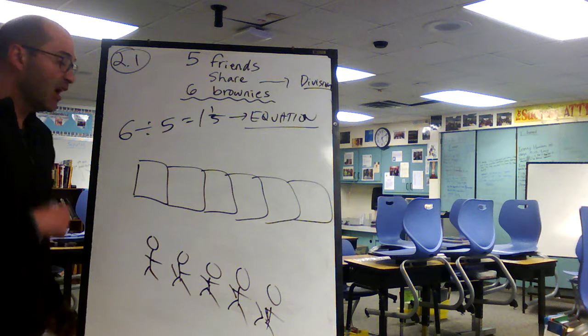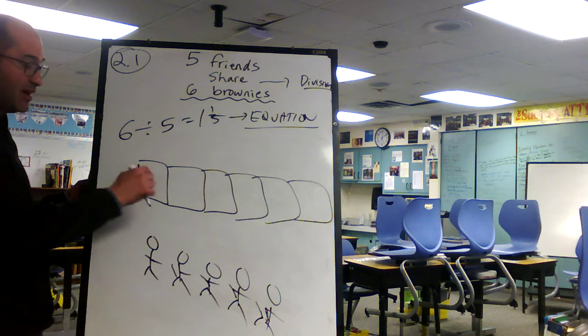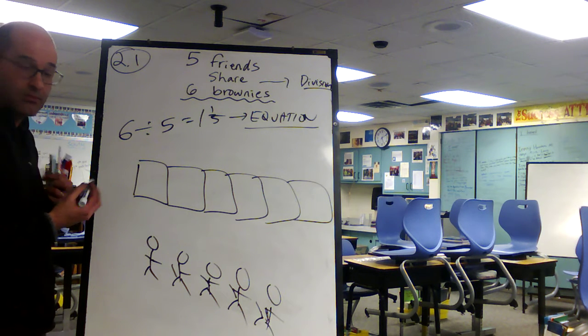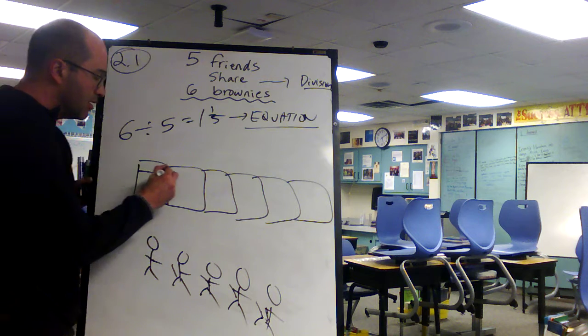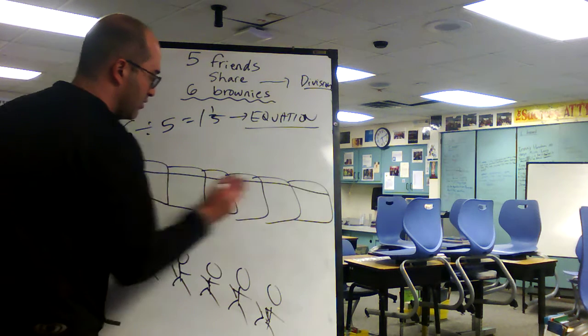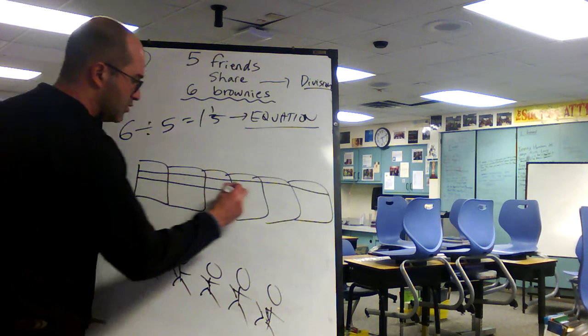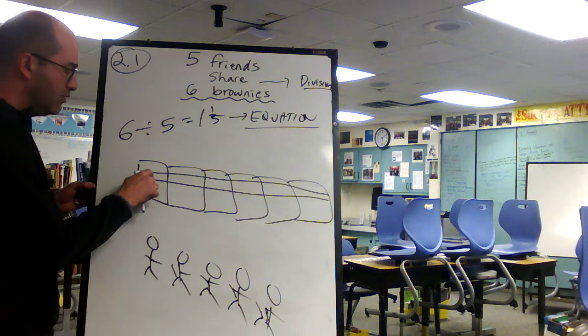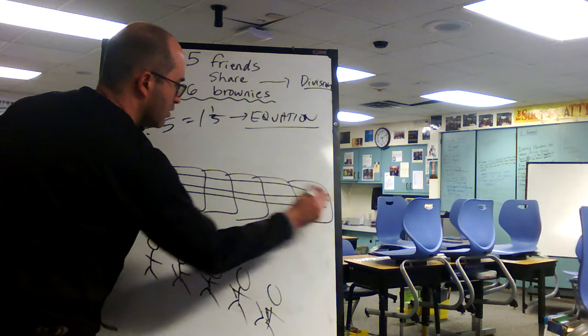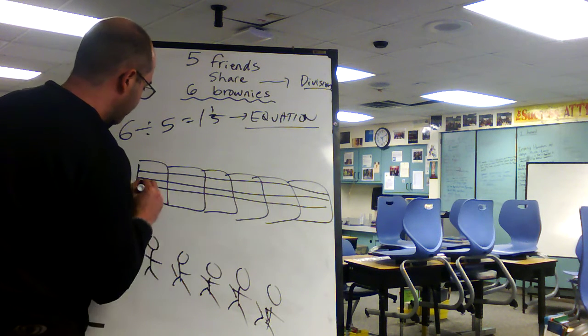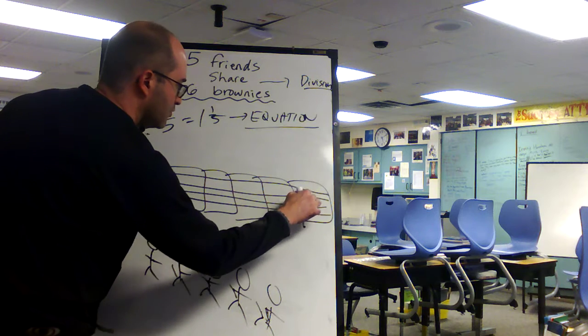Okay, another way to solve this is to divide my 6 brownies equally among 5 friends. Do it this way, 1/5, 1, 2, 1, 2, 3, 1, 2, 3, 4, 5.